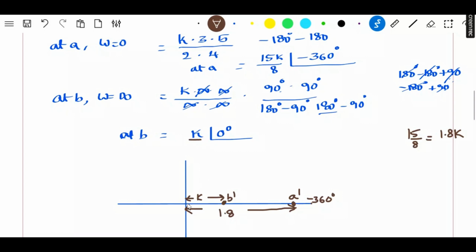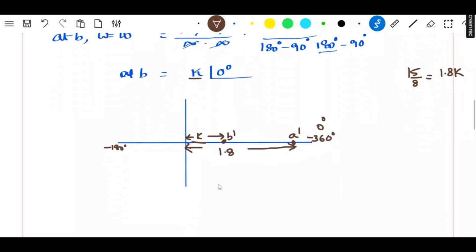But the angle is 0 degree. Angle 0 degree means this one only. Minus 360 degree and 0 degree are on the same line, right? Because this side it is minus 180. So minus 360 degree and 0 degree are in the same direction. But what you need to do is keep in mind that I need to traverse from 0 degree and go to minus 360 degree if it is B dash to A dash.